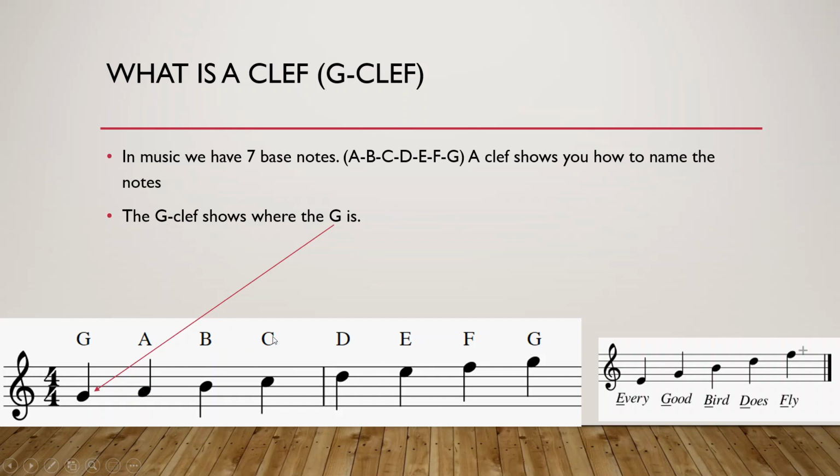A way to remember the notes is by the sentence, every good bird does fly, which are the notes on the first line, E, second line, G, B, D, and F. Every good bird does fly, which is what you can use. And you can make notes if you are not familiar with reading sheet music. This is maybe a good time to make a note.